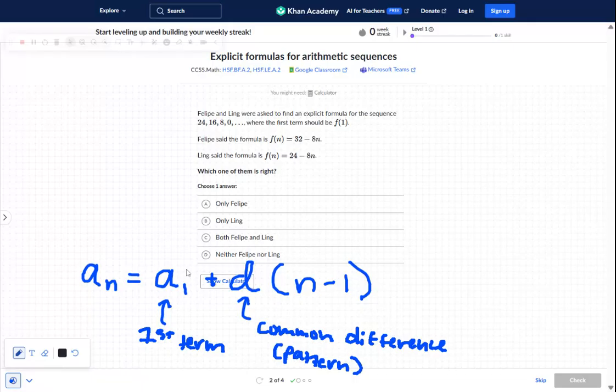Let's see what's happening here. Philippe and Ling were asked to find an explicit formula for the sequence, blah, blah, blah. Remember first term, F sub 1. So now instead of A, they're using F.